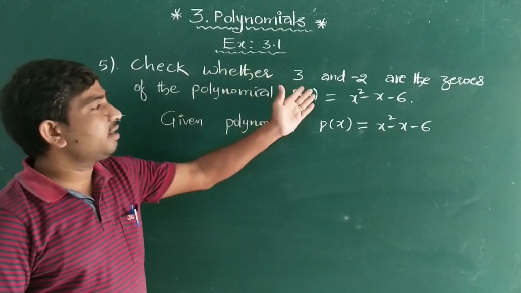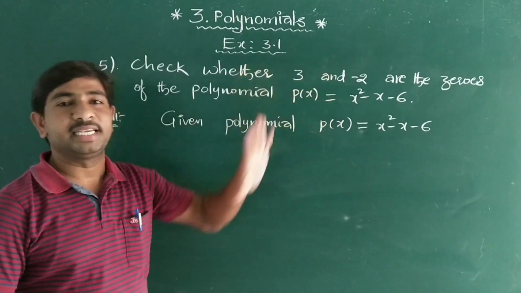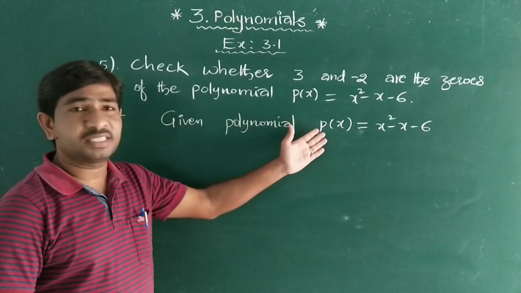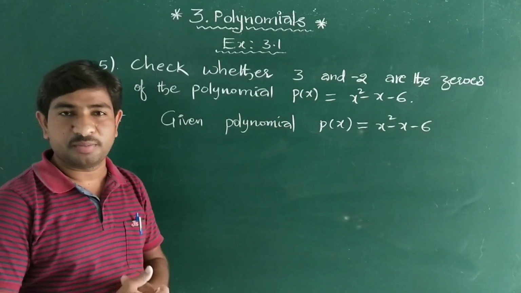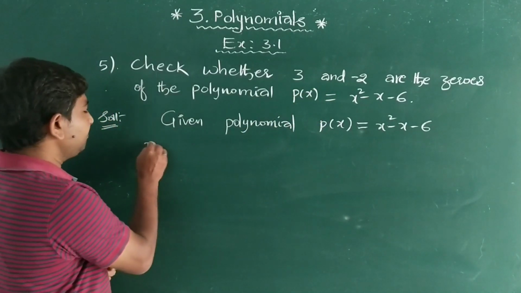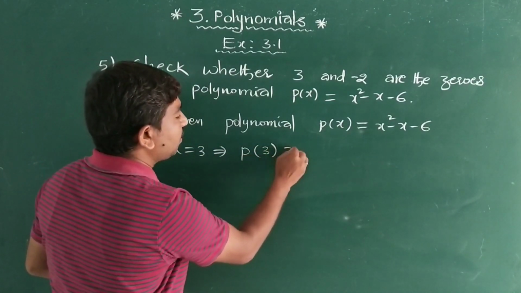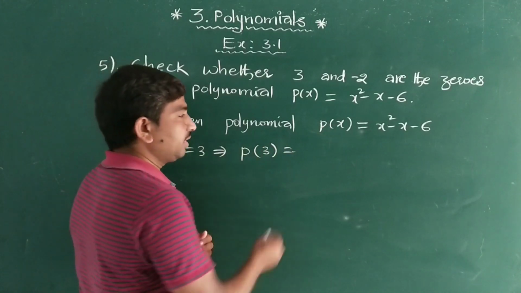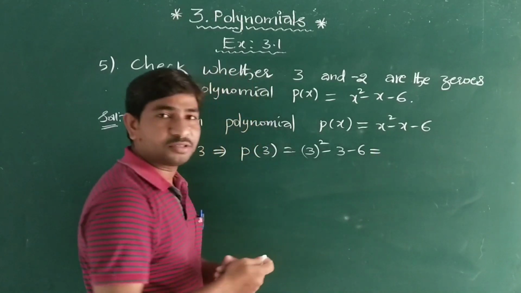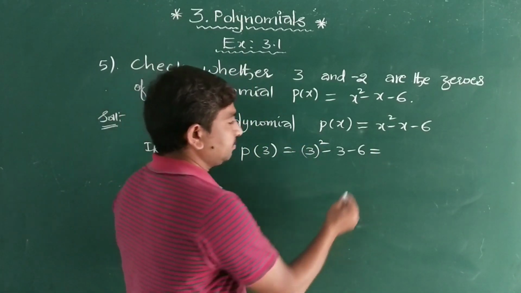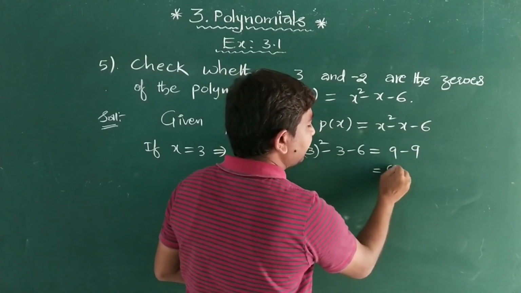Check whether 3 and minus 2 are the zeros of the polynomial p of x equals x square minus x minus 6. So now the given polynomial is p of x equals x square minus x minus 6. We have to check whether 3 and minus 2 are zeros of the polynomial or not. For that, first take x equal to 3. Then p of 3 equals 3 square minus 3 minus 6. 3 square is 9, minus 3 minus 6 is minus 9. So 9 minus 9 is equal to 0.